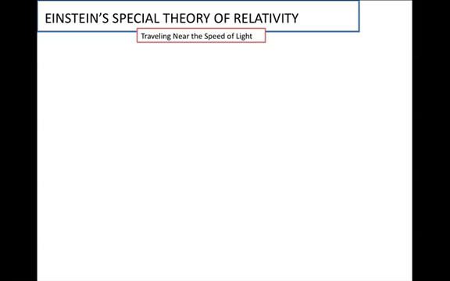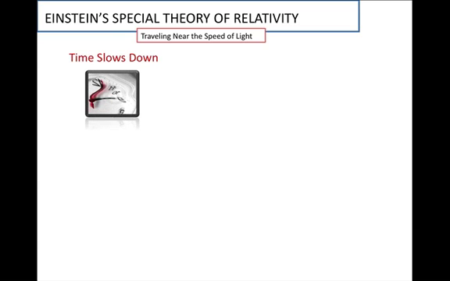Einstein's special theory of relativity applies when traveling near the speed of light, which is debatably quick. Time slows down when objects move quickly, and it's different to each observer. Time is relative, so it depends on where you are. The faster you move, the slower time moves.